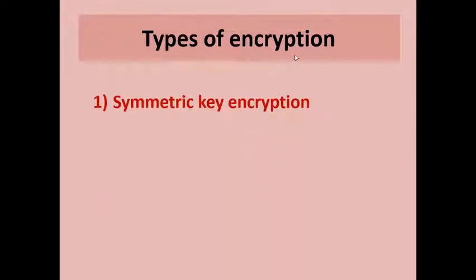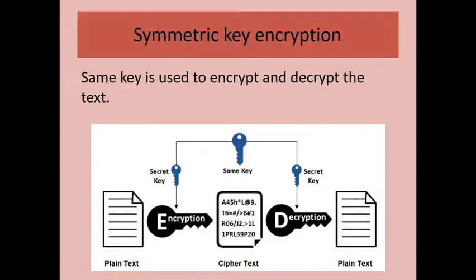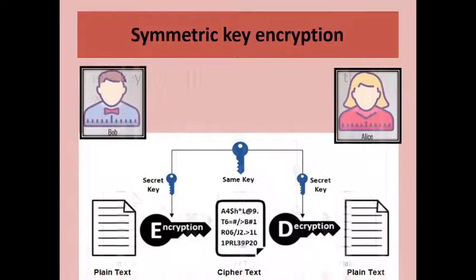So there are different types of encryption methods: symmetric key encryption and public key encryption. Now we are going to see these one by one. Symmetric key. Here, a key is used to encrypt a document and the same key is used to decrypt that document. Now we will consider this example.